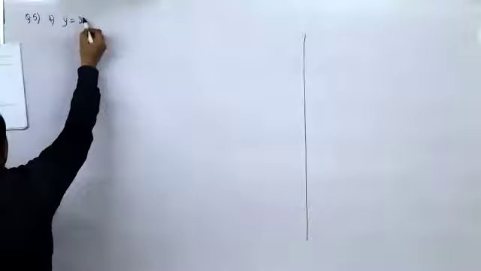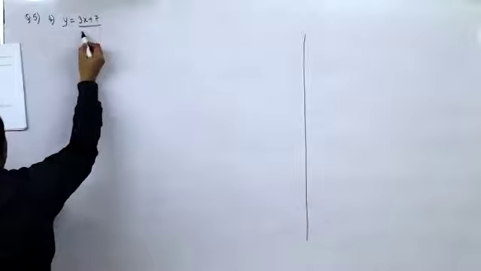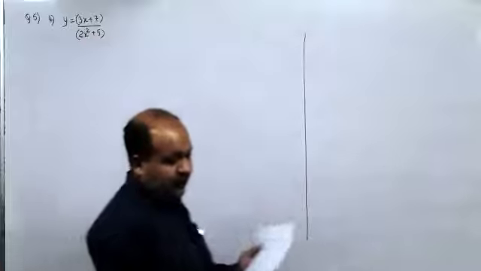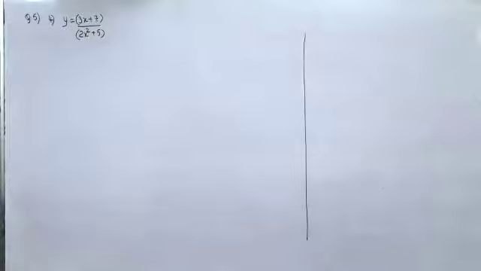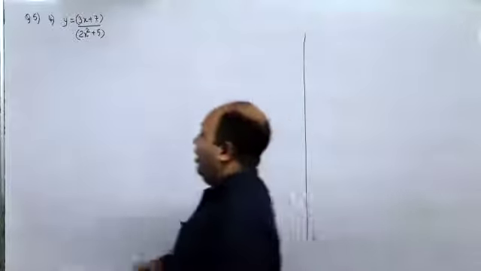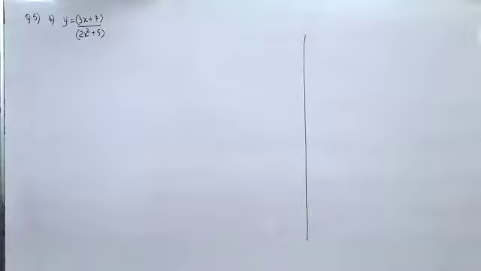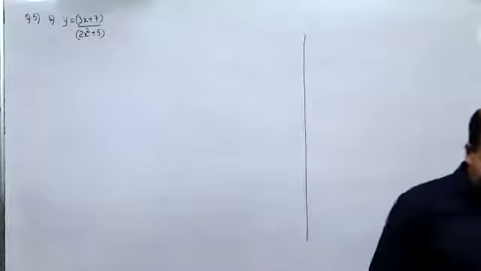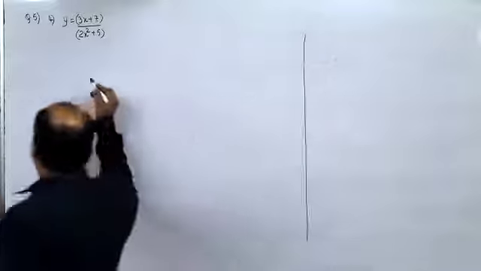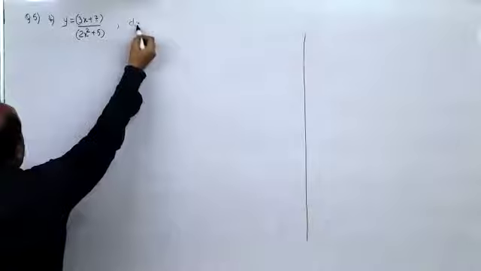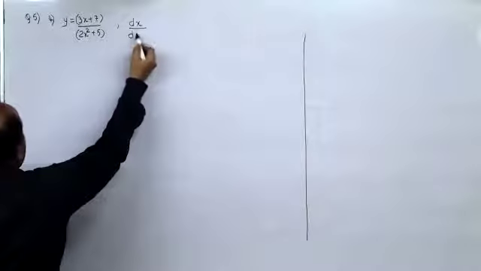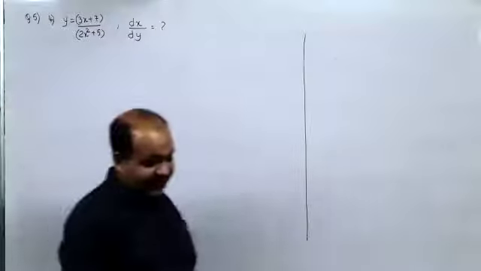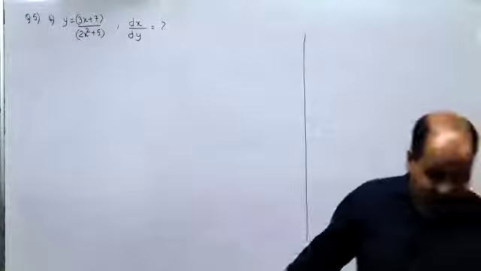Y is 3x plus 7 divided by 2x square plus 5. Now here, if we consider rate of change of demand, that is dx, rate of change of demand with respect to price, what is it? Dx by dy. What would it be? Rate of change of demand with respect to price.